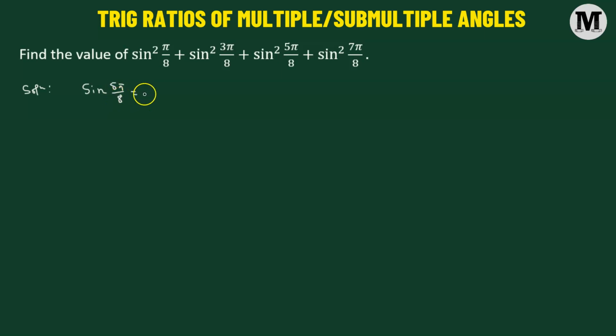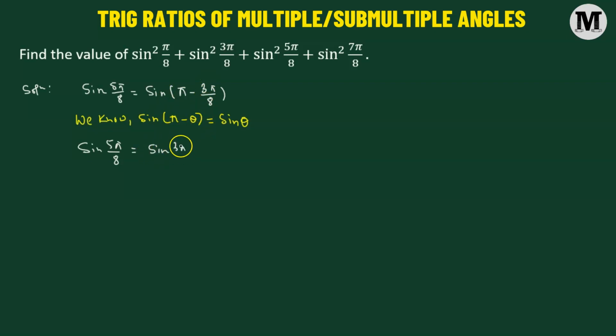Now, this angle 5 pi over 8 can also be expressed as sine of pi minus 3 pi over 8. We're writing in this particular fashion because we know that if we take sine of pi minus some angle theta, then this becomes equivalent to sine theta. So in our case, sine of 5 pi over 8 on the left hand side will become equal to sine of pi minus 3 pi over 8, which will be nothing but sine 3 pi over 8.